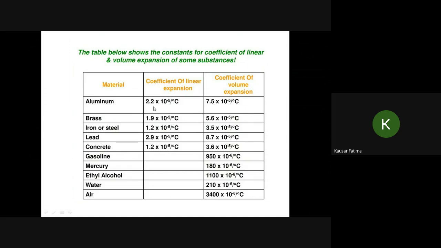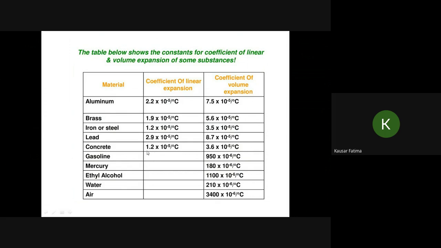So what will its new length become? For aluminium, it will become 1 meter plus 2.2 into 10 to the power minus 5. So that will be the new total length. That expansion is very minor, not noticeable. That is why we don't observe this expansion in our daily life. But for a greater rise in temperature, we do observe it. And we have the effect of thermal expansion in our daily life examples. We'll just see those examples a little later.